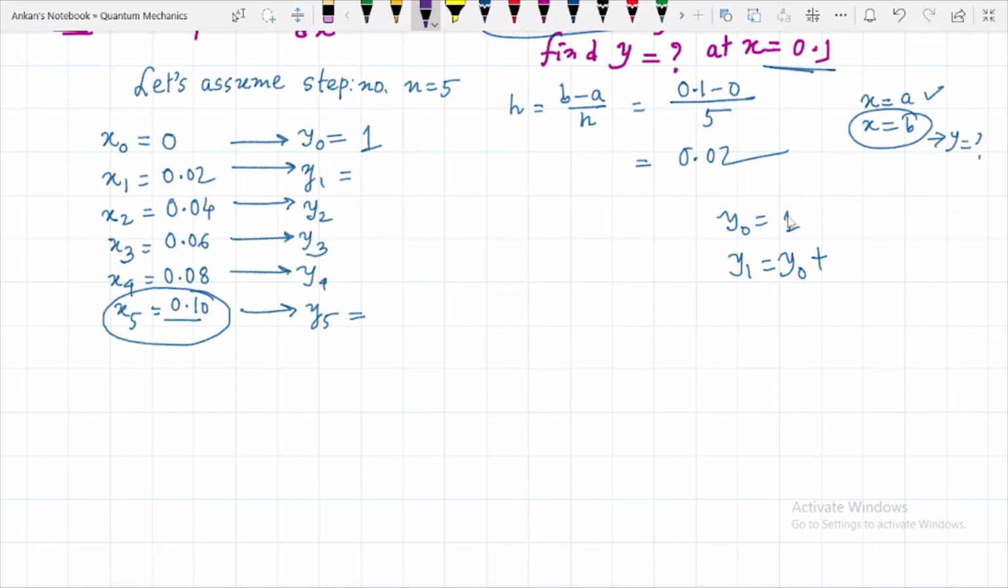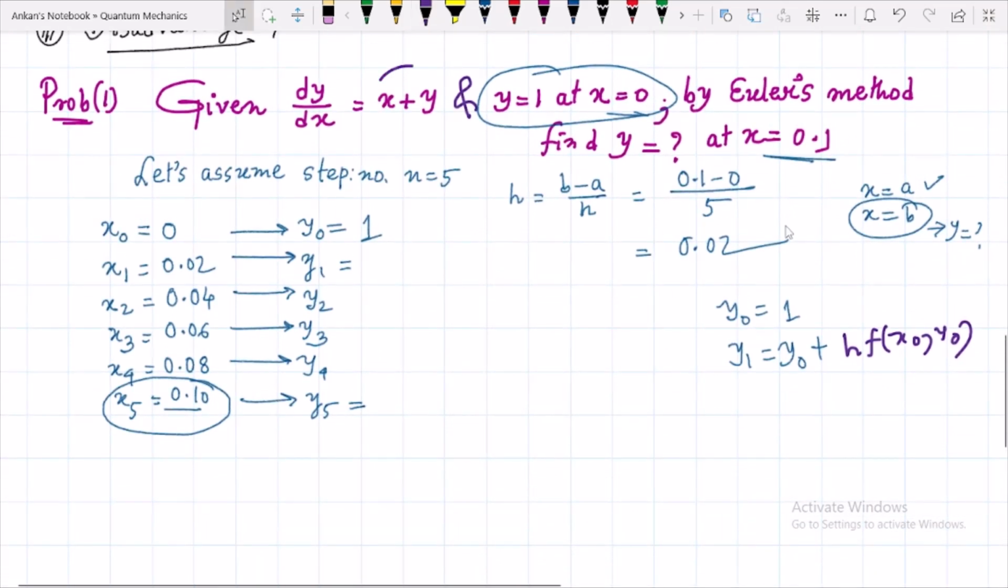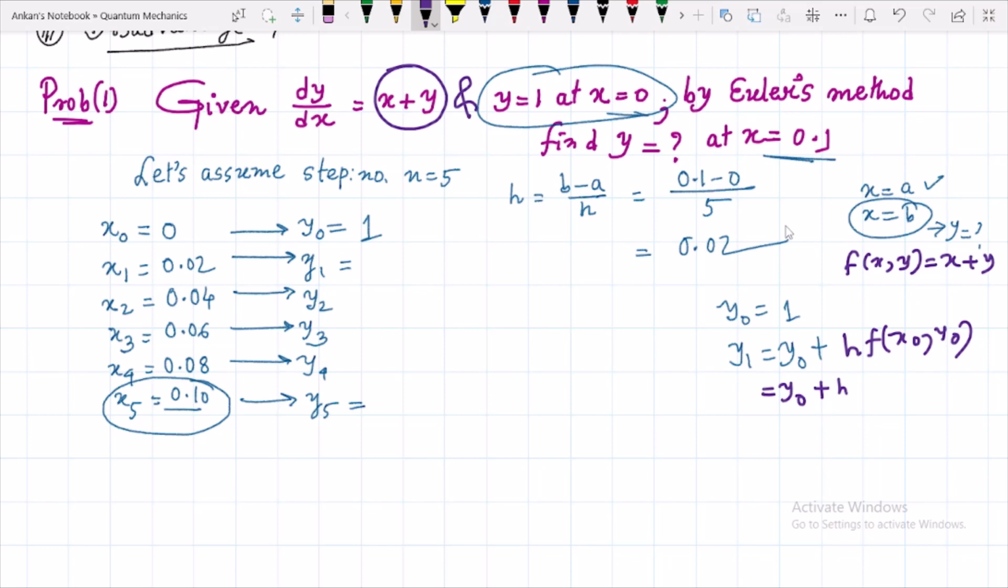So y1 is equal to y0 plus h into f of x0, y0. Here the function dy/dx is given by x plus y. So it will be y0 plus h into x0 plus y0. y0 has a value 1, plus 0.02 into x0, 0 plus 1, means 1.02. So y1 is 1.02.